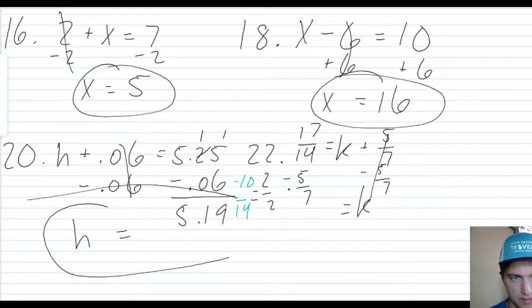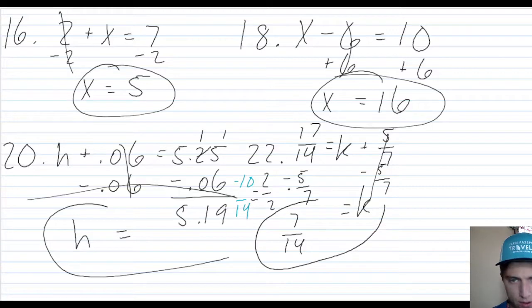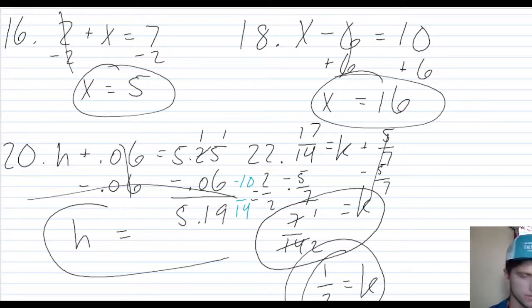I know this is a little messy, but I hope you can follow along. That gives us 7 over 14 equals k. These are still the same piece. This is technically a right answer, but remember we can reduce. They both have a 7 in common. 7 divided by 7 is 1. 14 divided by 7 is 2. So 1/2 equals k would be the actual correct solution.